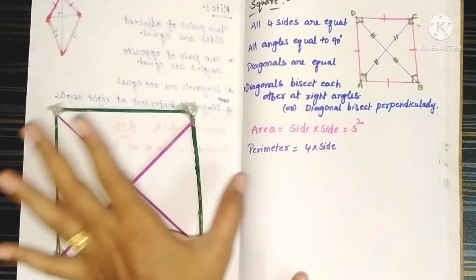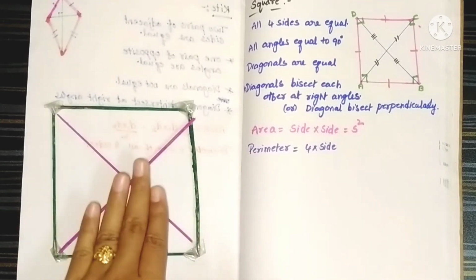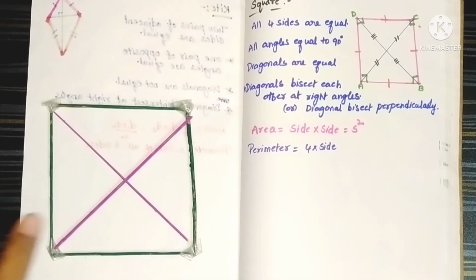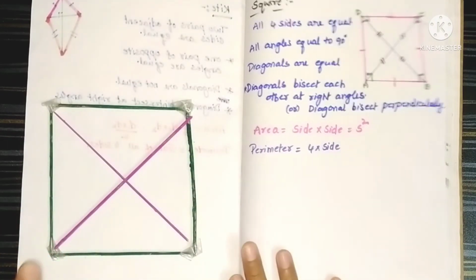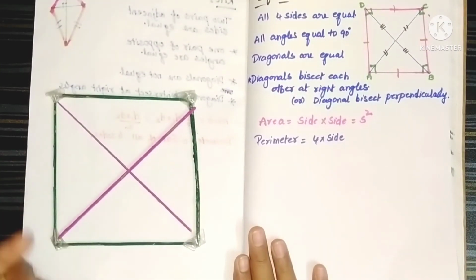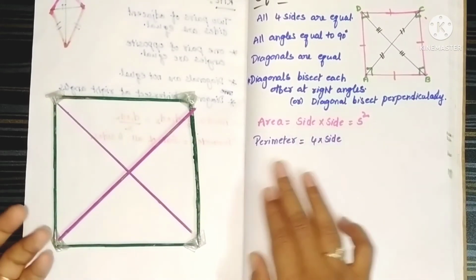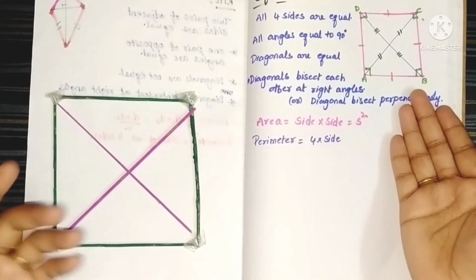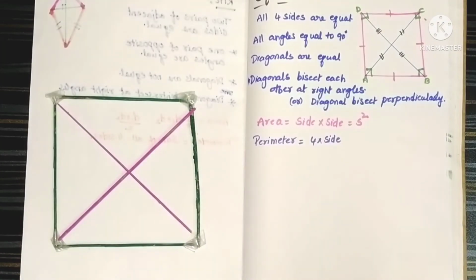So what can you say about the properties of a square? In a square, all the sides are equal, all the angles are equal to 90, both the diagonals are equal, diagonals bisect each other, and diagonals are perpendicular to each other. These are the properties of a square. Area of a square is side into side, that is s square. Perimeter is the sum of all four sides. Here all sides are equal, so perimeter is 4 into side.